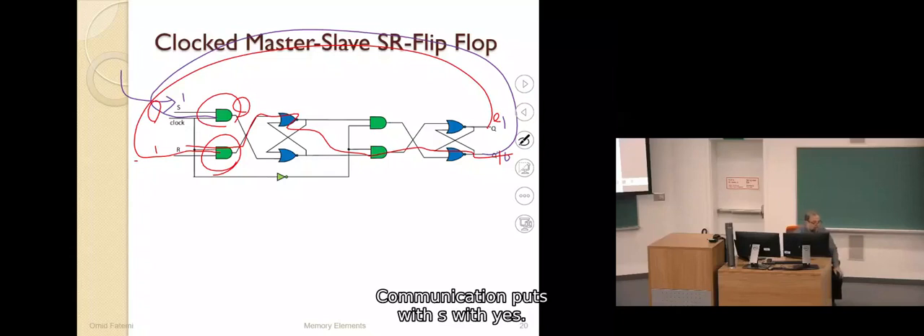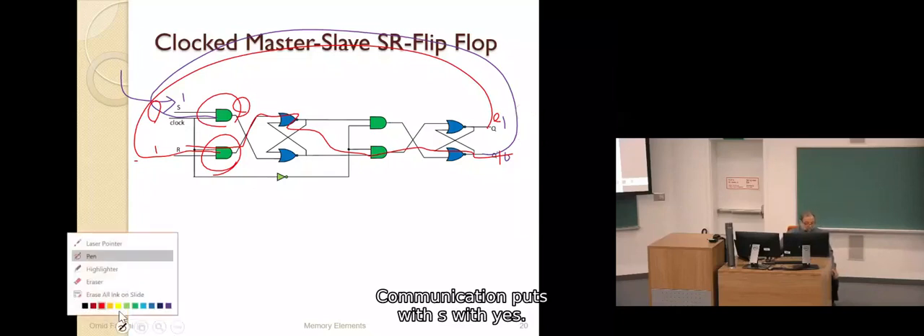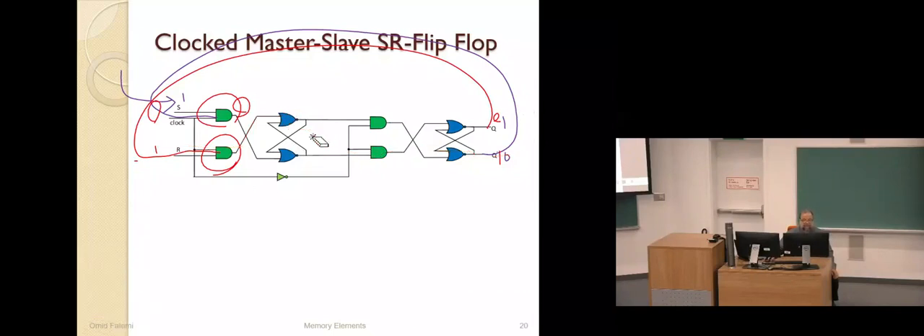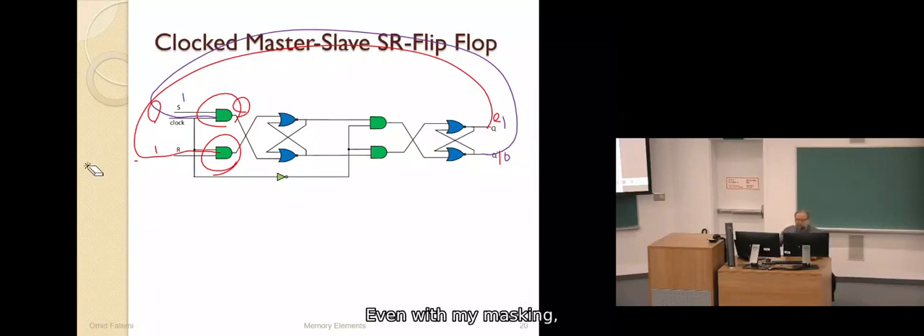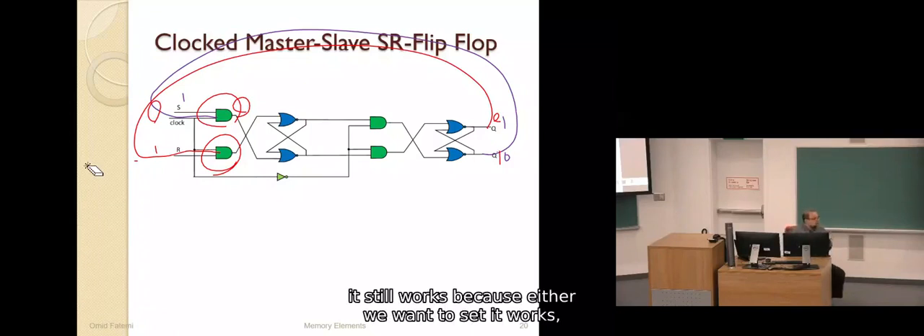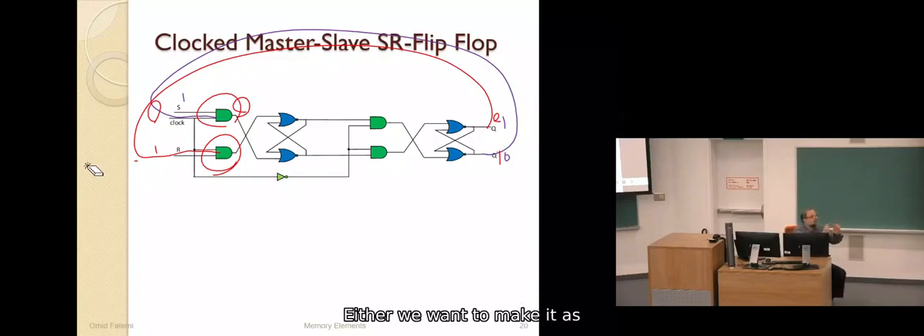So the Q negation gets put into the AND with the S. And vice versa. Yes, exactly. Okay, like this. So I showed you this still works. Even with my masking, it still works, because either we want to set, it works. Either we want to reset, it works. Either we want to make it as it was before, 0, 0, then it works.